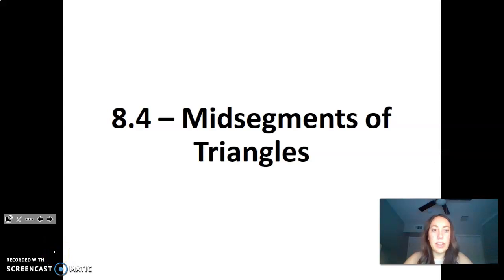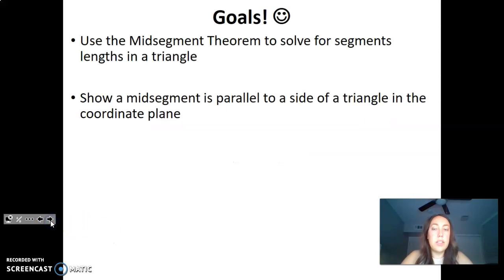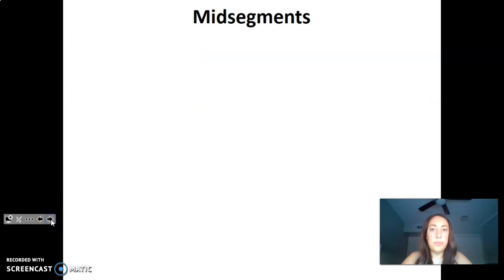Hi guys. So the last section of Module 8 is 8.4, which covers the fifth and final special segments of triangles. They're called midsegments. So we'll use the midsegment theorem to solve for segment lengths in a triangle, and then we'll also prove some properties that midsegments have.